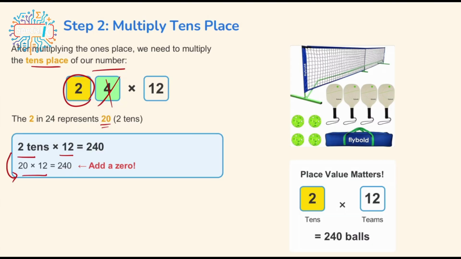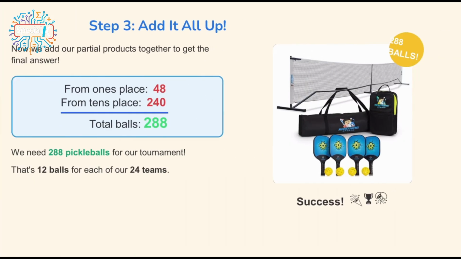So 240 more pickleballs. So what would happen at the end? At the end, I have to add them up. From the ones place, I do have 48 pickleballs. From the tens place, I do have 240. And at the end, I do have 288. It means that if I do have a tournament with 24 teams and each of them needs 12, at the end, I need 288 balls for my tournament.